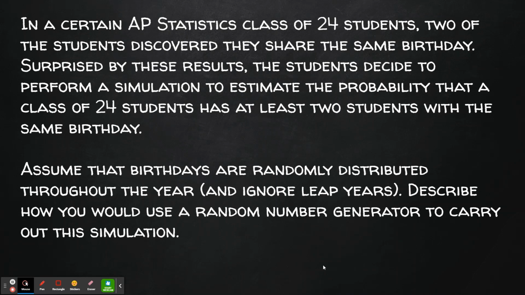A couple of key words here before we move on. Notice it says describe. It doesn't want us to carry out a simulation. It just wants us to explain how we would do it if we were going to. Secondly, it says a random number generator. Sometimes they will specify they want you to use a random digit table, which I explained how to use in a previous video.